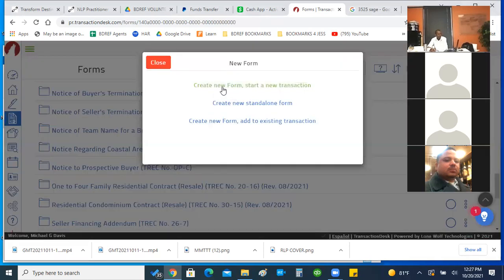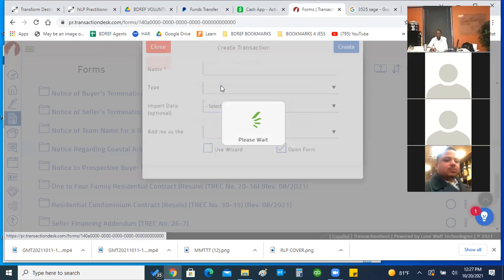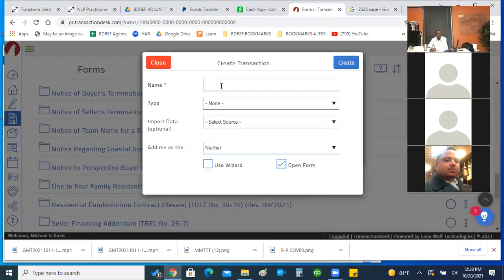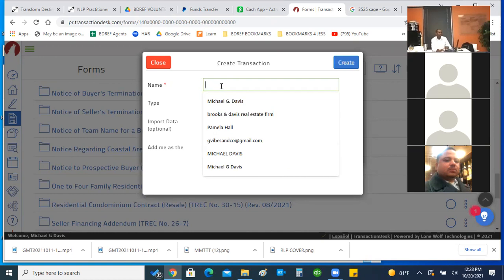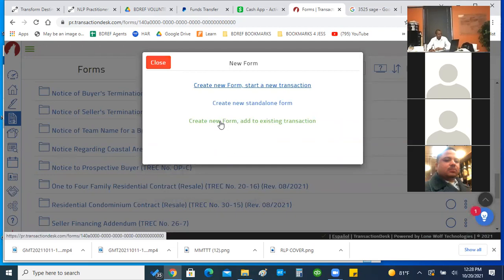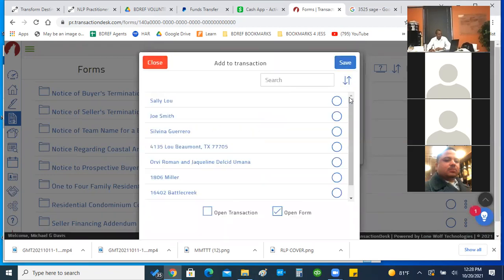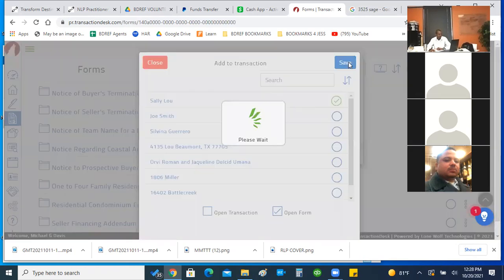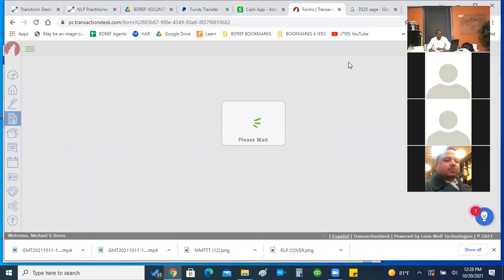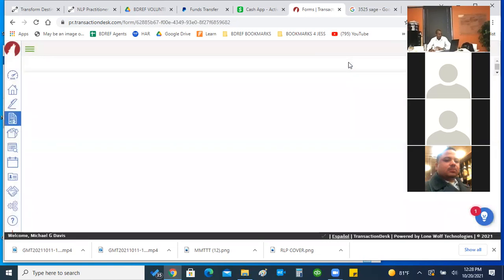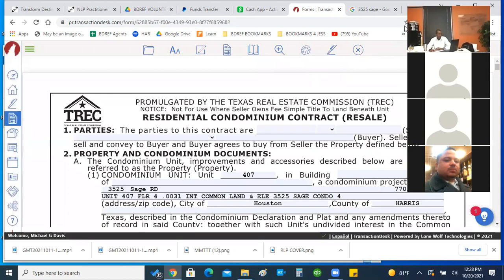All right, so we're creating, start a new transaction, create a new standalone, create a new form. All right, so we're gonna do create new form, start a new transaction. All right, so the name. Oh, no, we don't wanna do that. Create a new form, add existing transaction. That's what we wanna do. Boom, Sally Lou. There she go. Let's go, Sally. There we go. All righty.